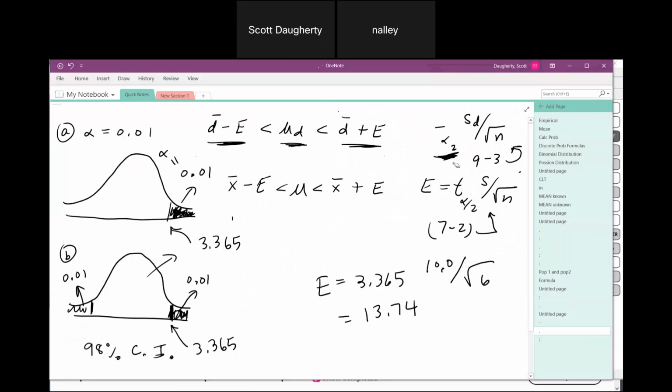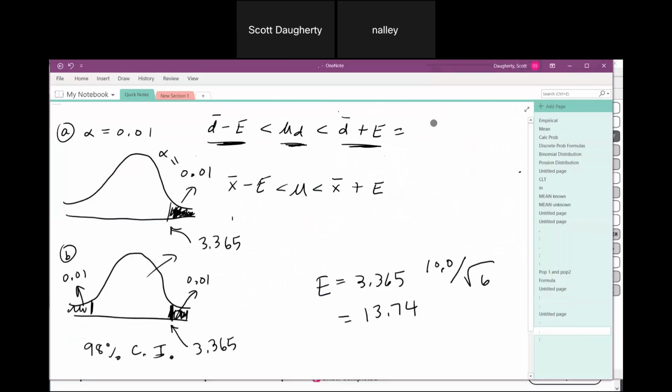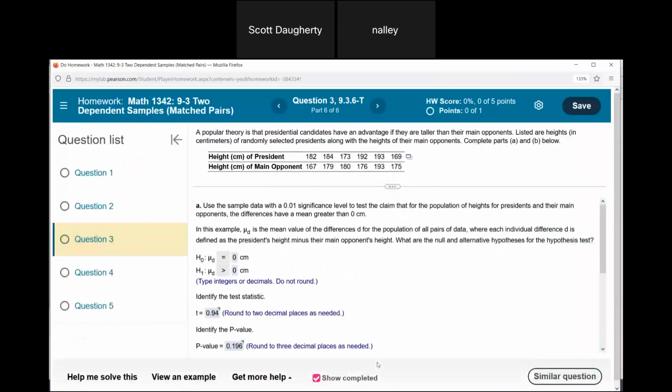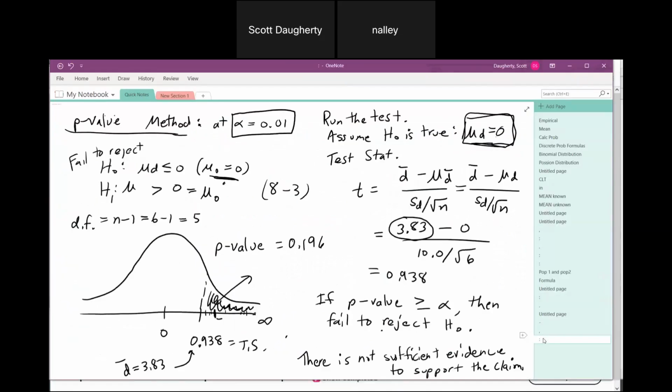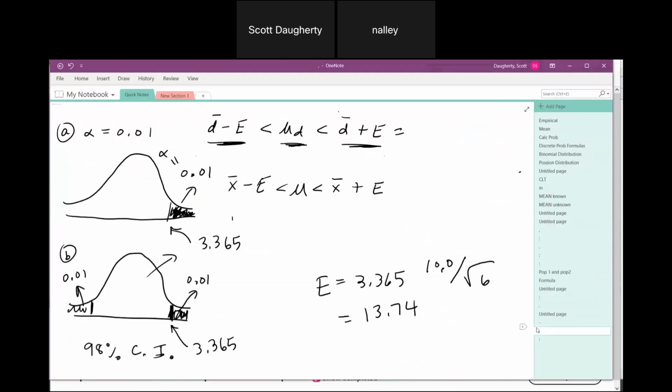And then, of course, what you do from there is take your point estimate, which I believe was, let me just double check it, 3.83 or something like that. Yes, 3.83 was our bar value. So you take 3.83, you add the margin of error, the high number, then you take 3.83 and minus the margin of error to get the low number.